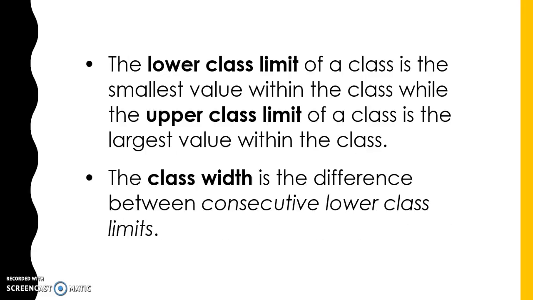So a lower class limit of the class is the smallest value within the class, while the upper class limit is the largest value. The class width is the difference between consecutive lower class limits. So we're going to keep that in mind there.